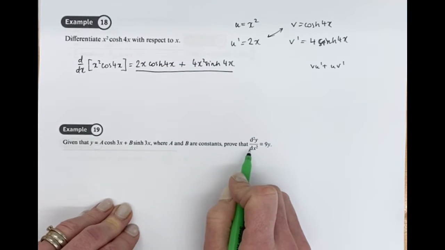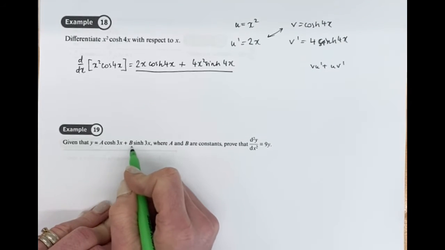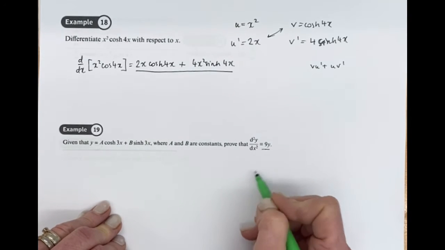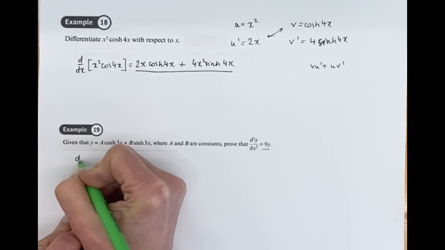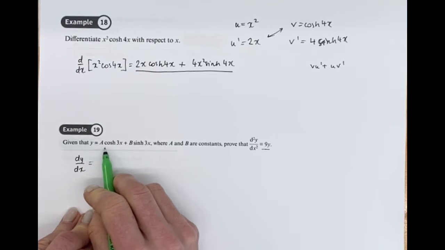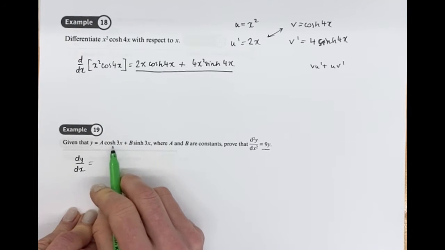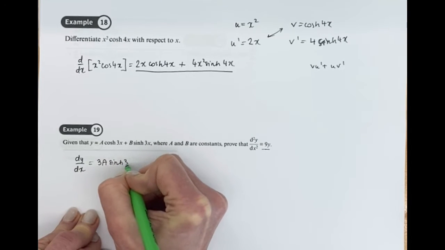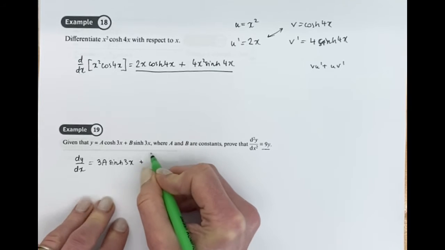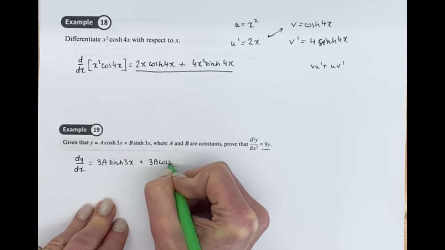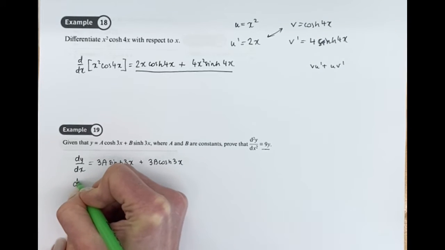Okay, now we're going to find the second derivative of a cosh 3x plus b sinh 3x, and then hopefully it will end up being 9y. So let's differentiate it once. a is just a multiple of cosh 3x. So cosh 3x goes to 3 sinh 3x, so it will go to 3a sinh 3x. b sinh 3x goes to 3b cosh 3x.